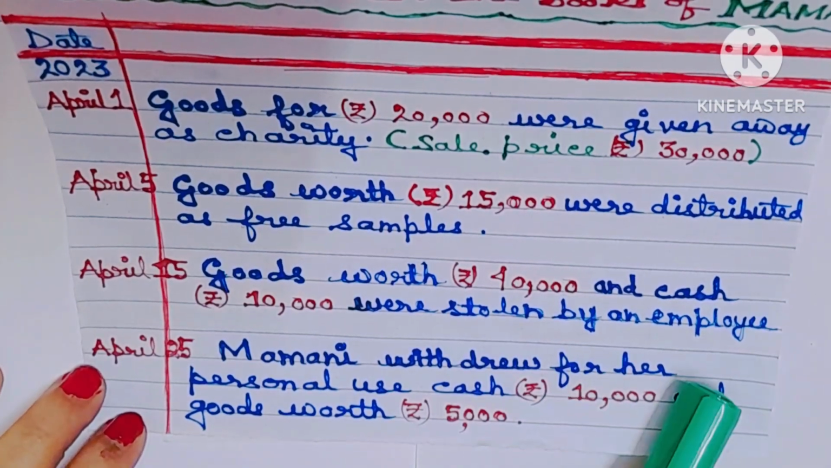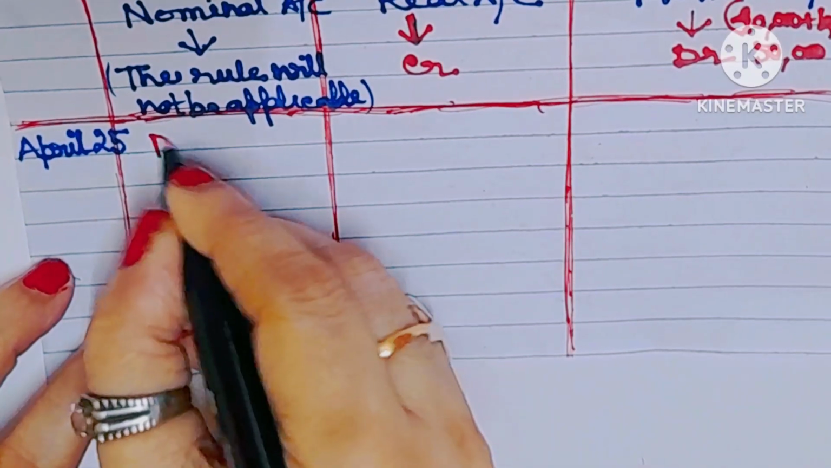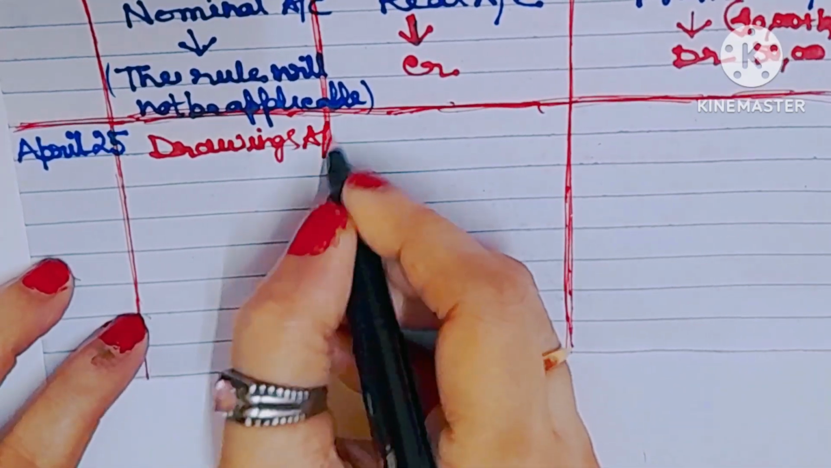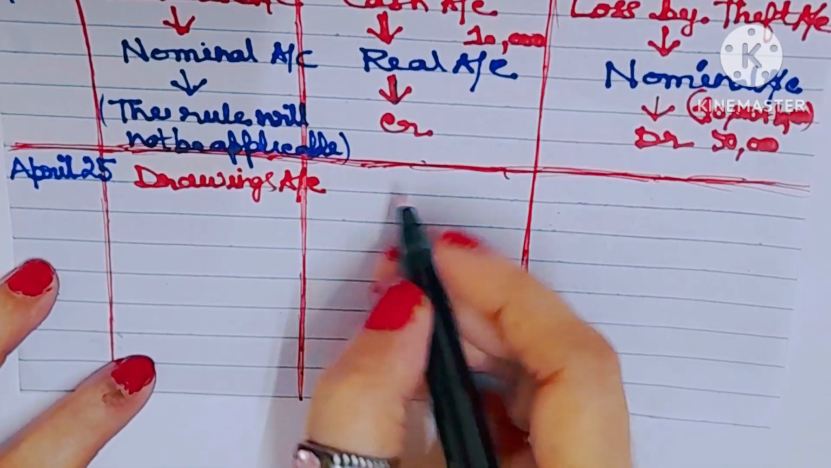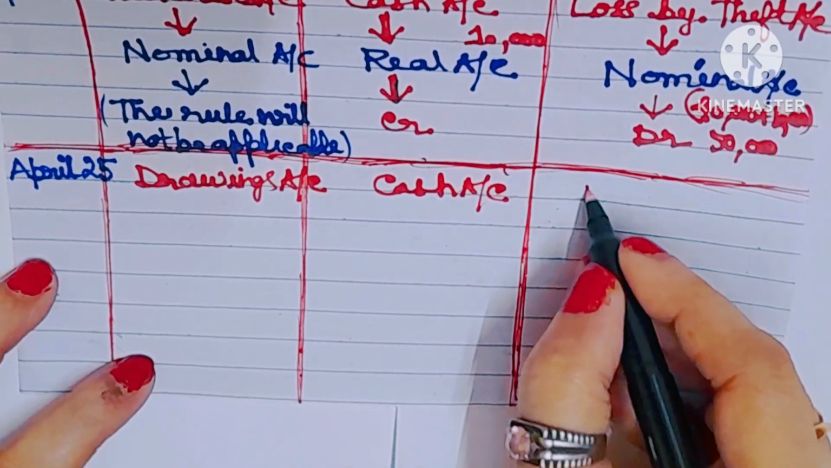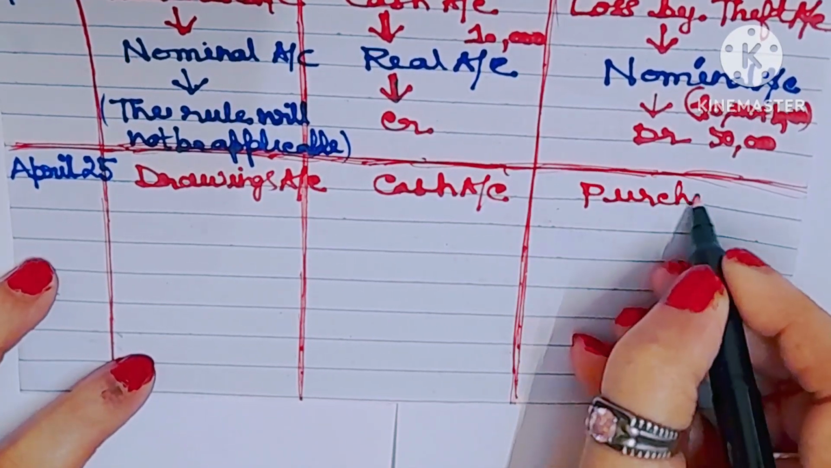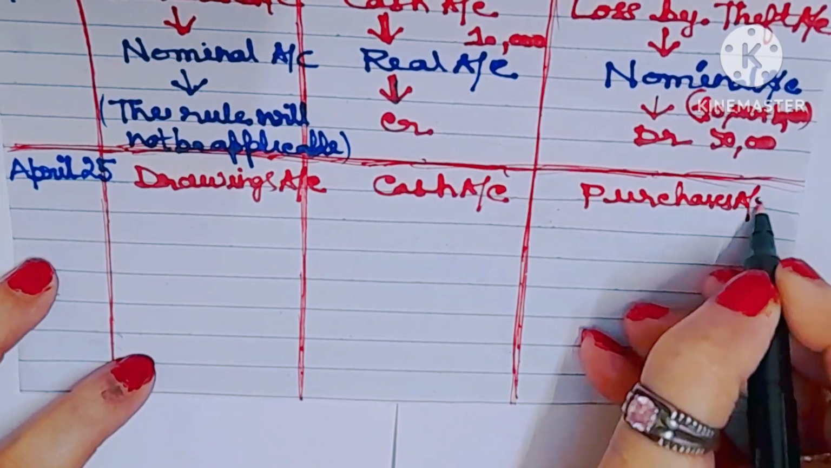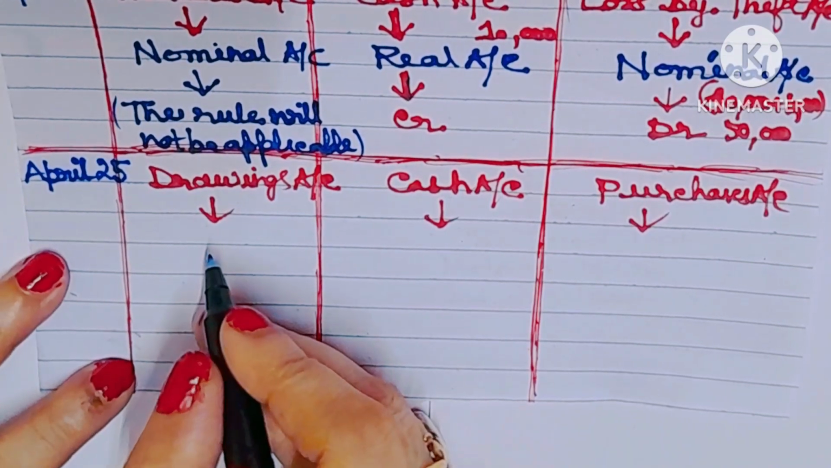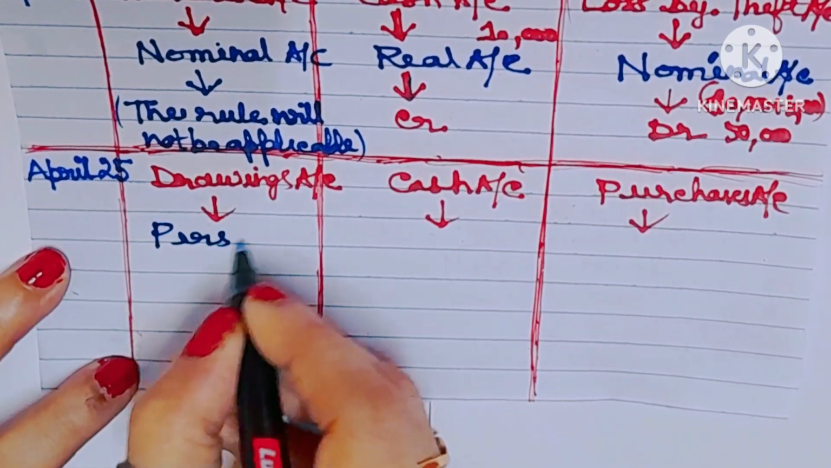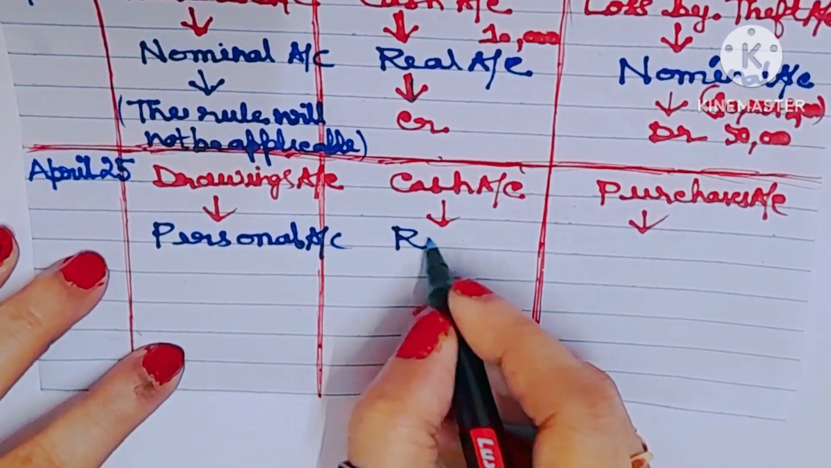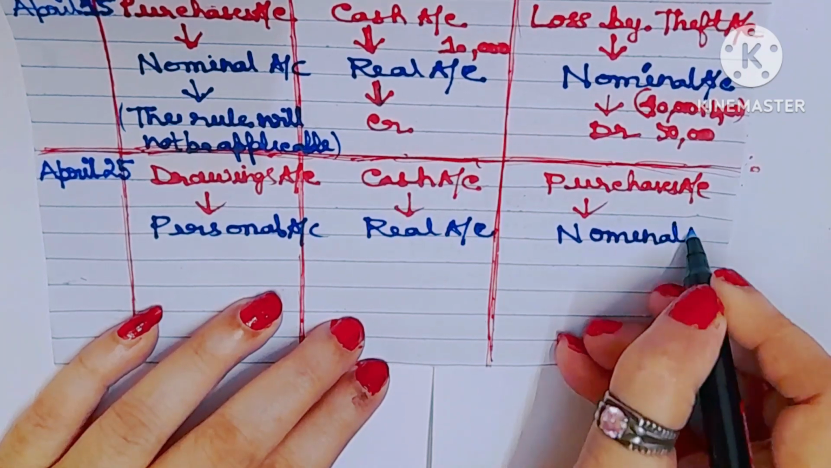Okay, let's do it in rough first. So first will be drawings account. Second will be cash account. And the third will be purchases account. Okay. Now drawings come under personal account. Cash comes under real account. And purchases comes under nominal account.